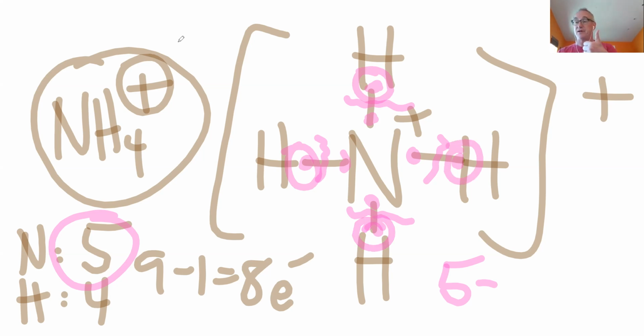And how many valence electrons should hydrogen have? What group is hydrogen in? Group 1. How many valence electrons should it have? 1. So it should have 1 valence electron, does have 1 valence electron, so its charge is 0. So hydrogen is not charged. Let's look at nitrogen. Nitrogen is supposed to have 5 valence electrons. How many does it actually have in this particular construct?